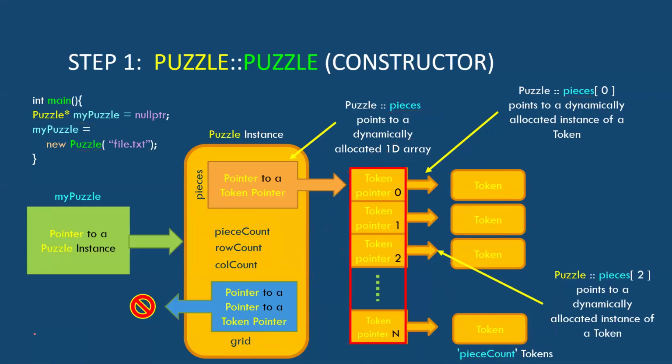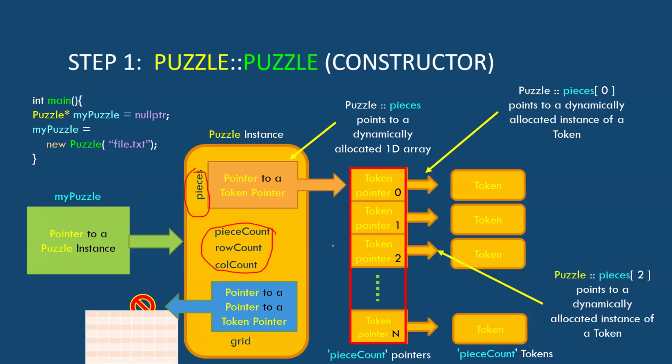You clear away all those scribbles. So that's all part of your constructor's job. And you're going to be doing that inside of the puzzle class, so you can just refer to these things by name: pieces, piece count, row count, etc. inside of your constructor, okay?